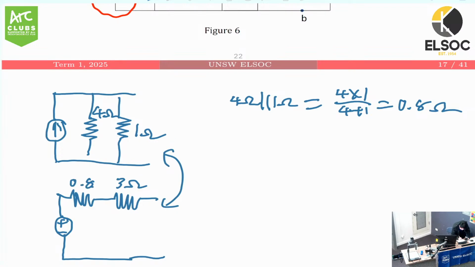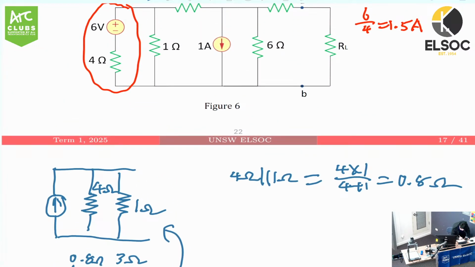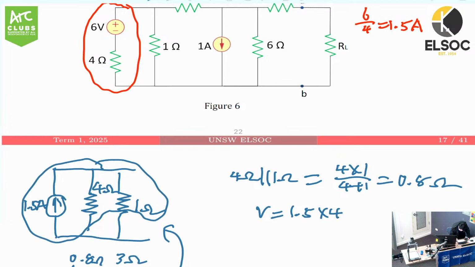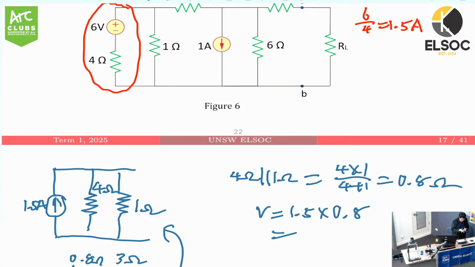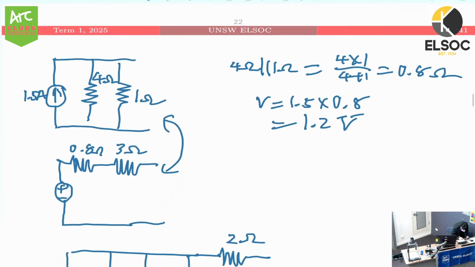This is 0.8 ohms. And the voltage source, by the way, we have calculated this as 1.5 amps. So it will be 1.5 times 4, because we're transforming this whole thing. I mean 0.8, sorry. I forgot we already simplified the resistor. So yeah, the voltage will be 1.5 times 0.8, which gives us 1.2 volts. So now we arrive at this thing.